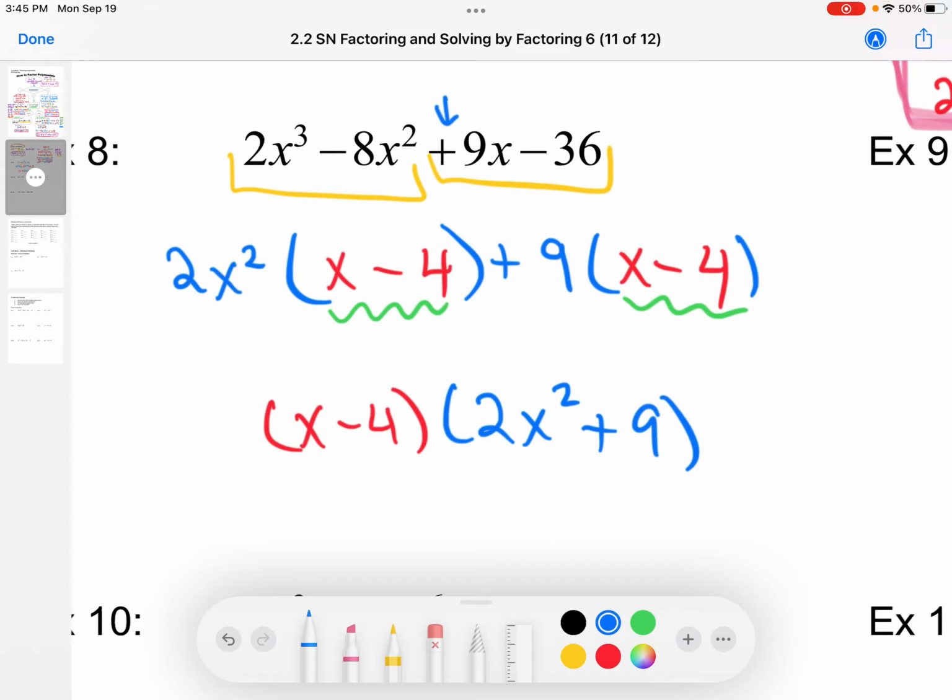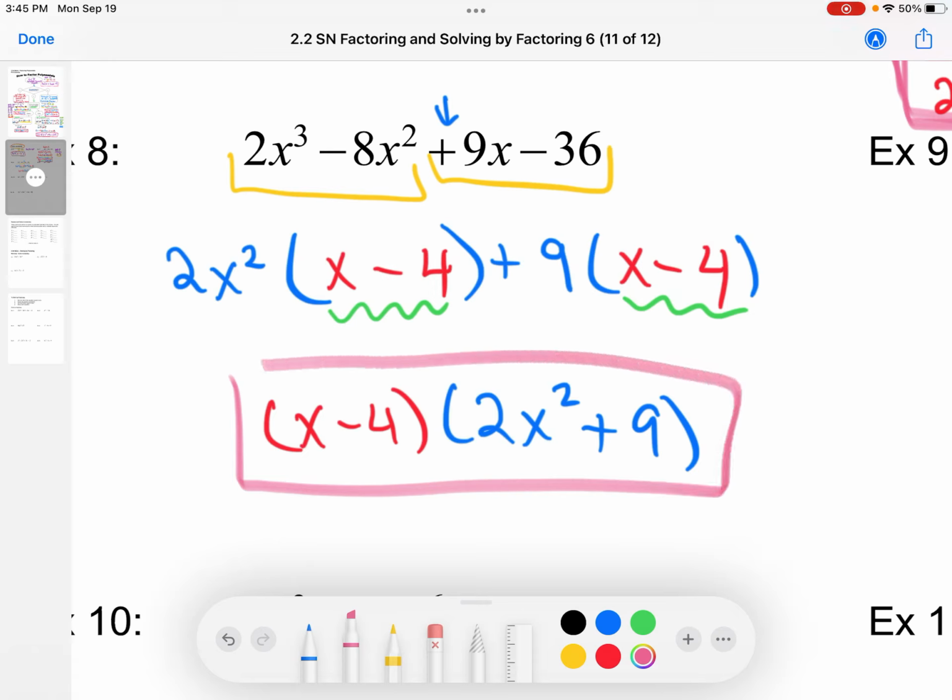Now, before we decide if this is a final answer, we need to see if these will factor anymore. X minus 4 is 2 terms, but x is not a perfect square, so it won't work. 2x squared is not a perfect square, and that's a plus, so it won't factor anymore. This is your completely factored answer. Again, you could put the parentheses in the other order, and it would still be just fine.